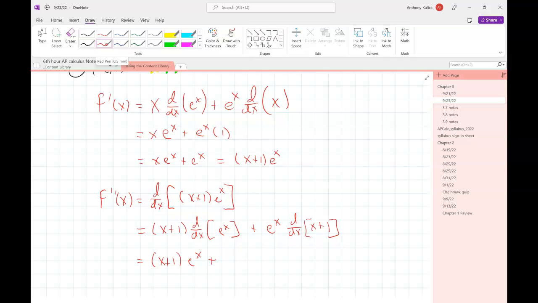So again, the derivative of e to the x is e to the x. The derivative of x plus 1 is? No, just 1. And so you could write your answer as, if you distributed things out and combined like terms, x e to the x plus 2 e to the x. Or in the factored form, you could write it as x plus 2 times e to the x.